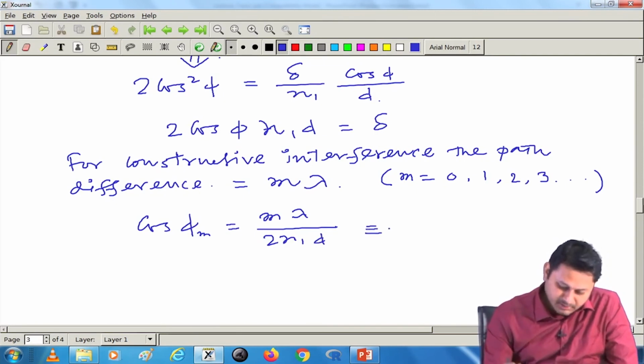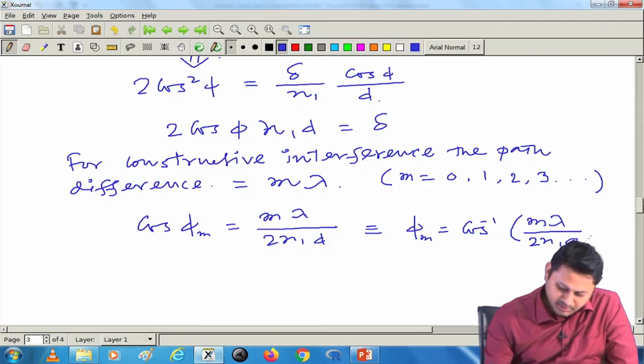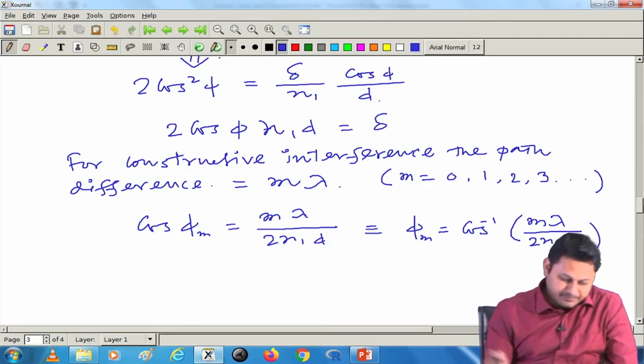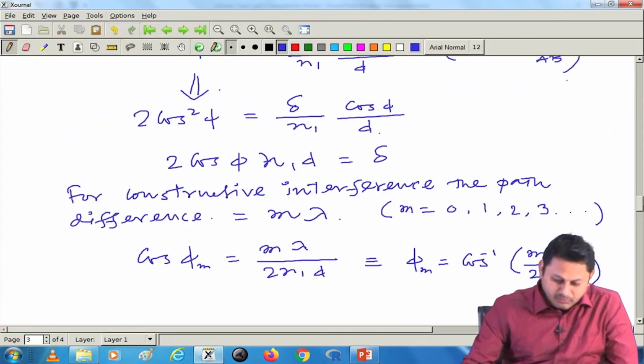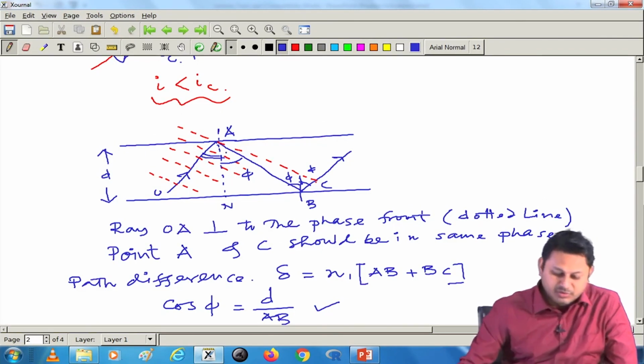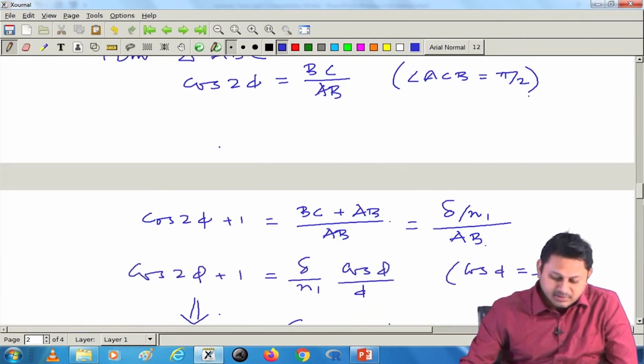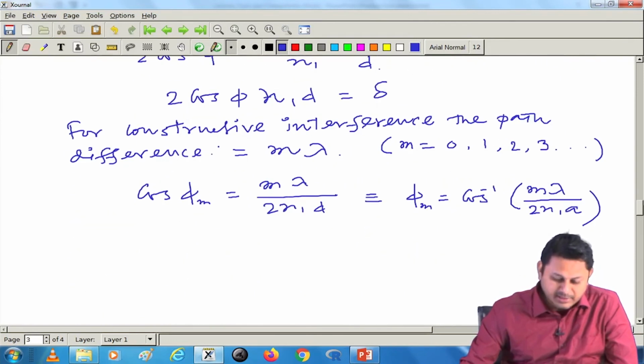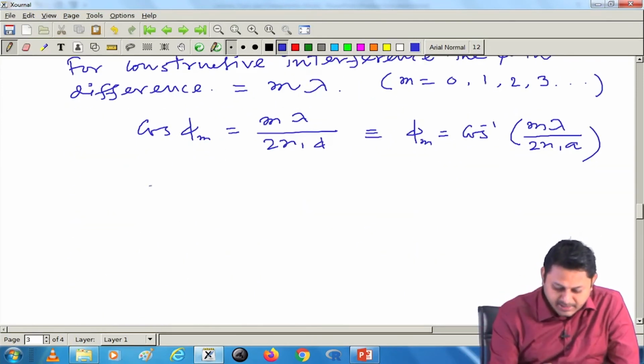which gives me that phi m, which is the angle reflected by the fiber, is cos inverse of m lambda whole divided by 2 n1 d. That means, what is phi? Phi is this angle. This angle is phi. So, this angle is now discretized. In order to have the interference condition, not all the angles are allowed.